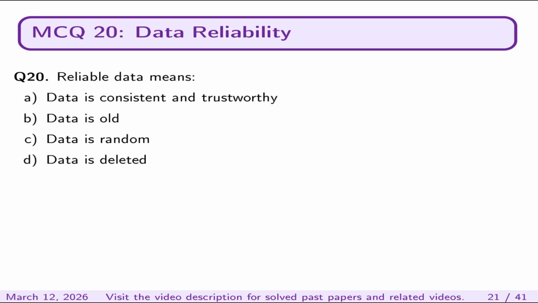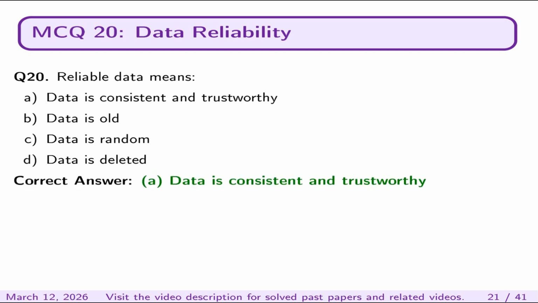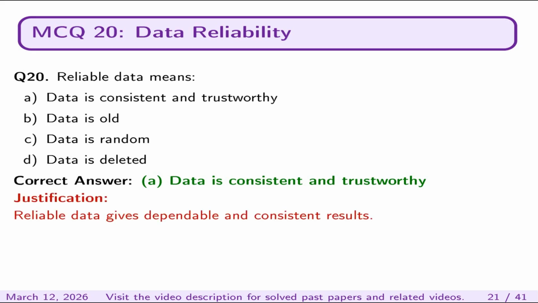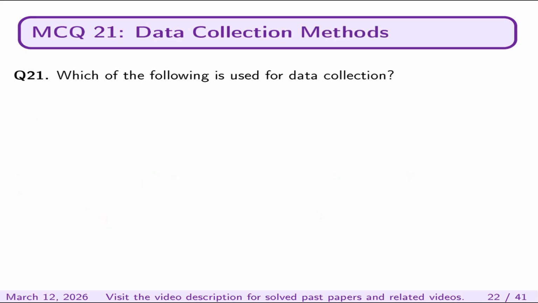Reliable data means data is consistent and trustworthy, data is old, data is random, data is deleted. The correct option is data is consistent and trustworthy. Reliable data gives dependable and consistent results.